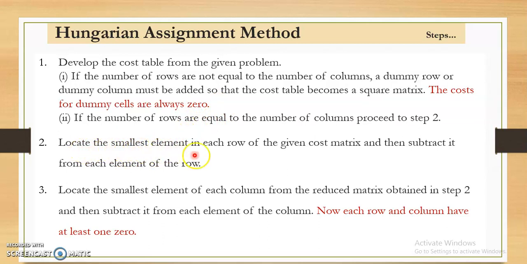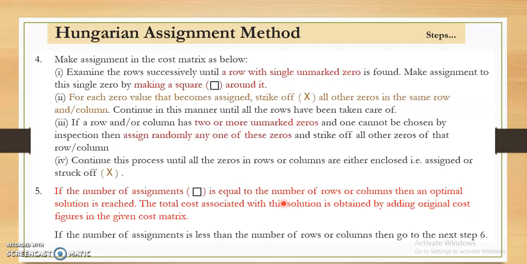Step 2 is that we have to determine the smallest element in each row and subtract that element from each of the row elements. Once we get the row subtraction, we go to the column subtraction, where from the previous table we again obtain the smallest element from each of the columns and subtract it from each of the column elements. Here these steps are explained. Then make assignments in the cost matrix. These steps we will follow in the next problem.